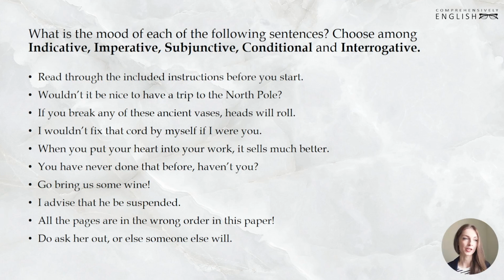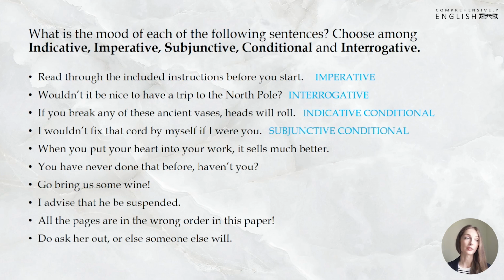Read through the included instructions before you start. It's the imperative mood because it's an instruction. Wouldn't it be nice to have a trip to the North Pole? It's an interrogative sentence in the subjunctive mood. If you break any of these ancient vases, heads will roll. It's a so-called indicative conditional, that is, a conditional sentence in the indicative mood because it expresses a real condition, something that may happen.